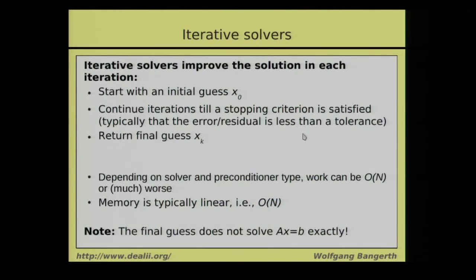So the optimum complexity of some of these would be O of n. That depends on what kind of iterative solver we have and what kind of preconditioner we have, and I'm going to come back to the question of preconditioners later. Sometimes the actual complexity is much worse than this. If we don't have a good preconditioner, for example, you might end up with a complexity that is on the same order as for direct solvers, or even worse.